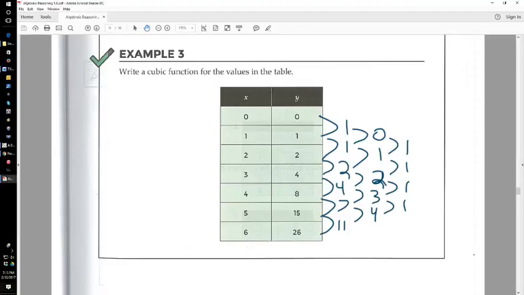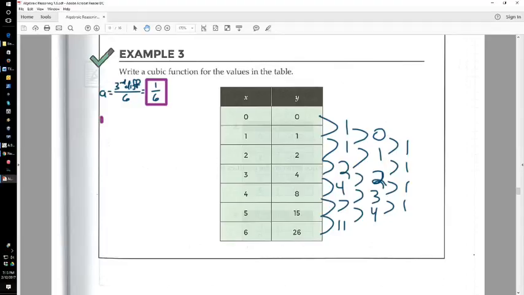So again, we need our A, B, C, and D. A is that third difference divided by 6. Well, the third difference is 1, so that's 1 over 6. So that's our A value.